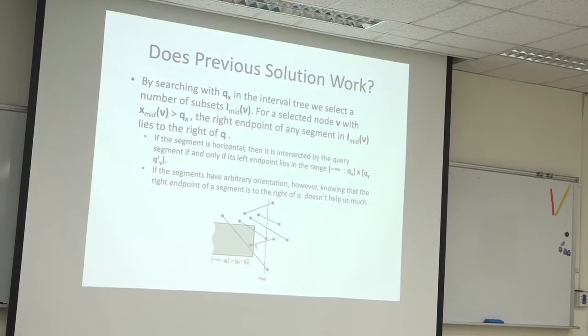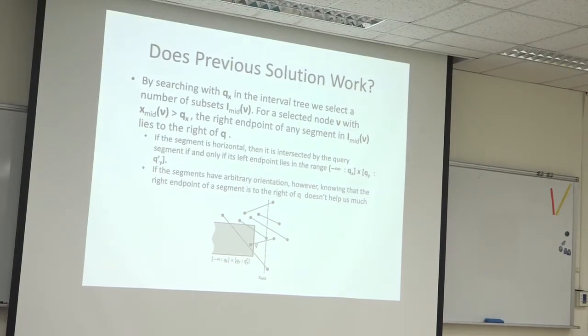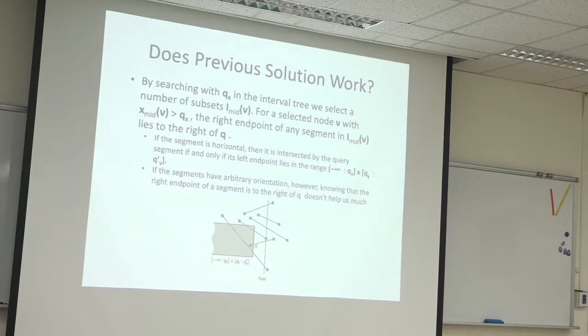Right-hand segments in this manner no longer work. Okay? So having that right endpoint of a segment to the right of the Q doesn't help us that much. In other words, we only know this endpoint on the right-hand side, but on the left-hand side we cannot use them. You use this fact to restrict our search. So what do we do?